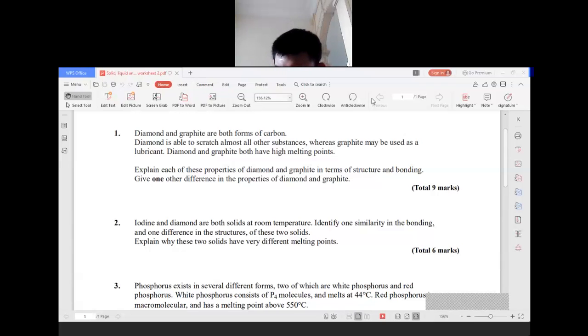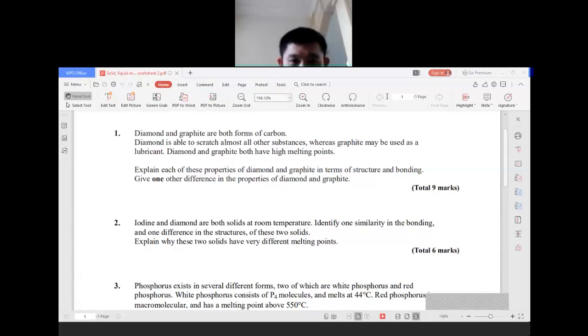What are the intermolecular forces between the hexagon layers? Van der Waals. Yes, correct. Van der Waals. It is impossible to have hydrogen bonding.